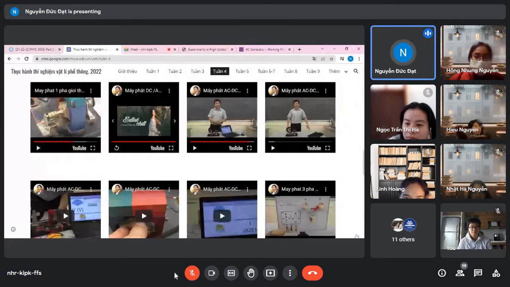Okay, so before getting into the advanced detail, we will discuss the basic components of the AC and DC single phase generator here. So I will.